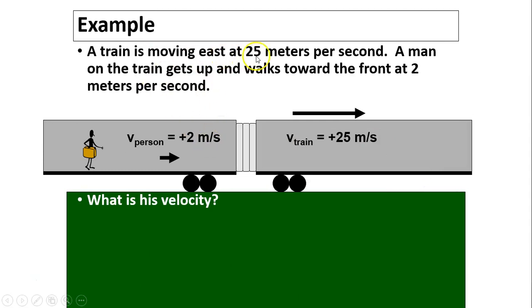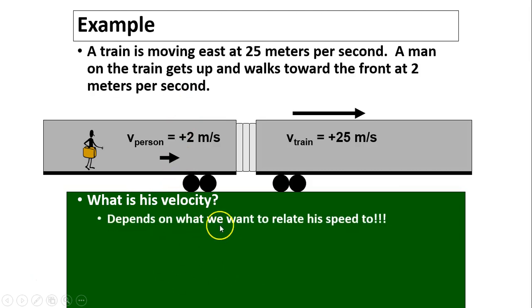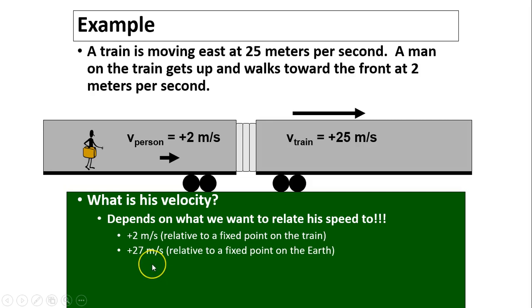For example, a train is moving east at 25 meters per second. A man on the train gets up and walks toward the front at 2 meters per second. What is his velocity? Well, it depends on what we want to relate his speed to. Who is looking at him? If I was a passenger on the train, then I see he is moving at 2 meters per second. However, if I were a person standing on the platform, I will see his speed is 27 meters per second.